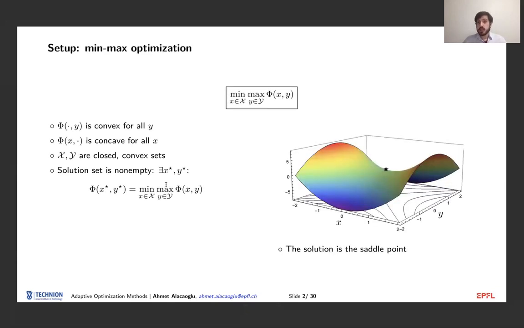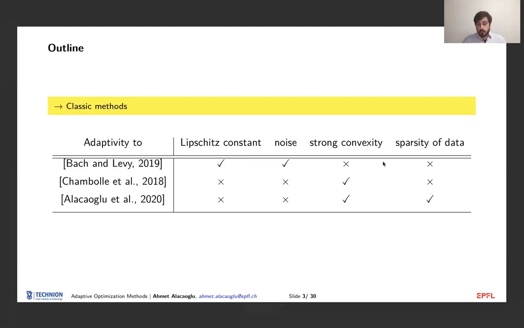If we look at this as a picture, when we move along the x-axis while the y-axis is fixed, this surface will be convex. And when we do the same for y, meaning we fix x and move along the y-axis, then the function will be concave. The min-max value will essentially be here, which is the saddle point. So we will call this point the primal dual solution or the equilibrium point.